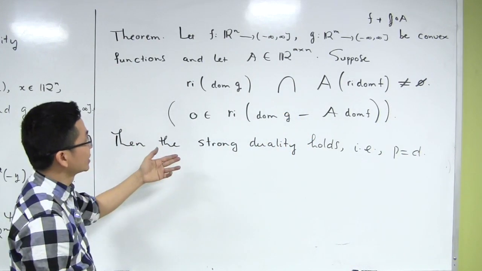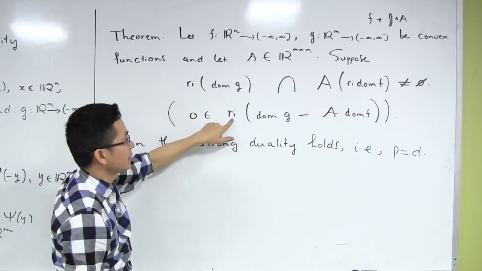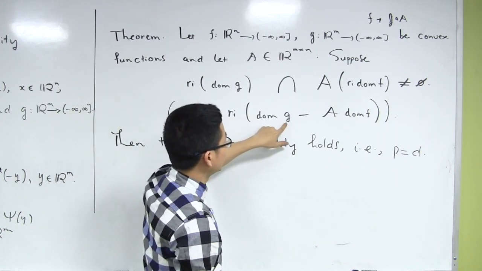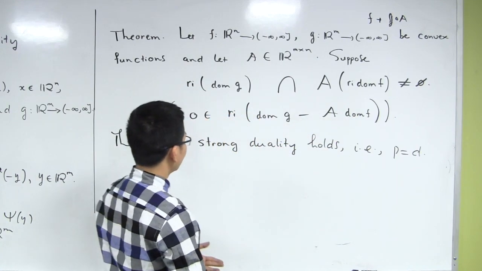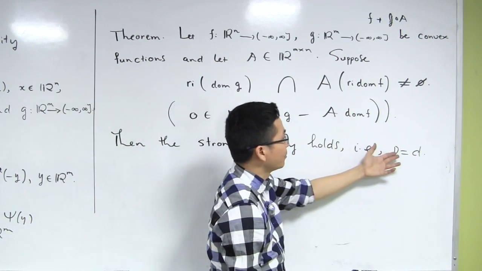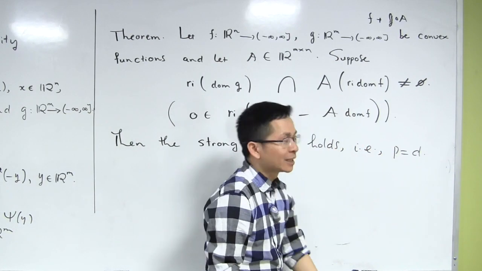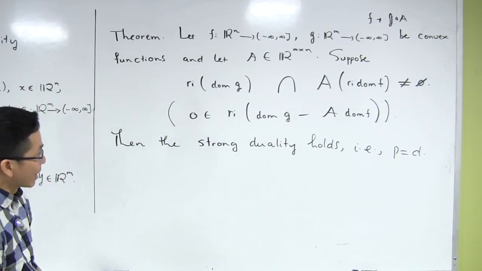This condition can be written in this way: 0 belongs to the relative interior of the domain of g minus A of the domain of f. Then the strong duality holds, meaning that P is equal to D. And again, let me emphasize some remarks.